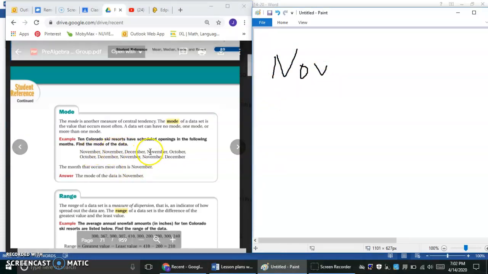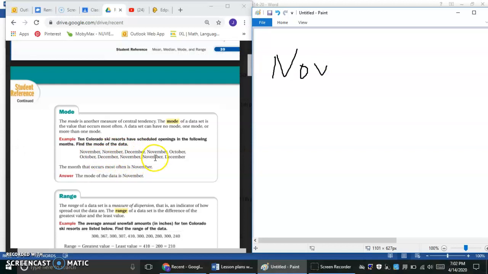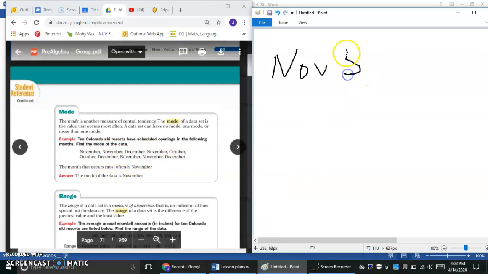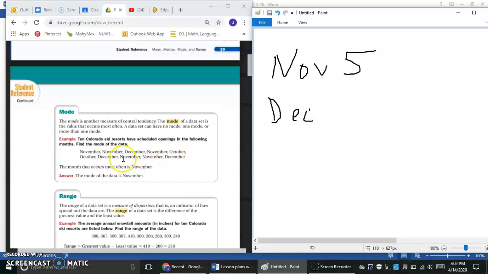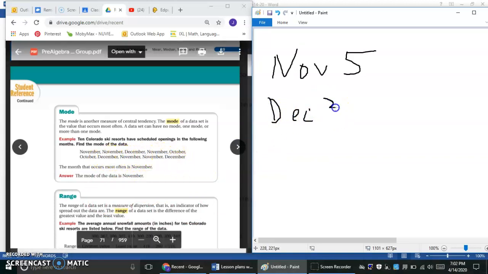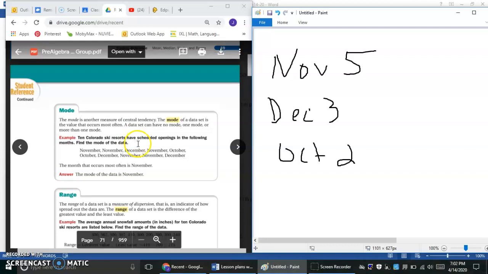1, 2, 3, 4, 5. So you just jot it down. There's 5 of them. Then December's next. How many times do you see December? 1, 2, 3. And then the last one is October. How many times do you see October show up? 1, 2. So November shows up the most. So November is our mode. Whichever one shows up the most.